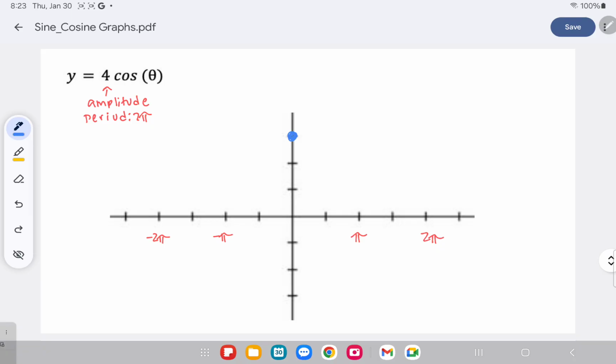And then we're going to follow the same pattern. So, hold on. My amplitude is 4 though, so let me draw in a 4 and a -4. So I'm not starting up at 1, I'm starting up at 4. So then down to middle, down to -4, back up to middle, all the way up to 4, and back down to middle. Then we're just following that pattern.